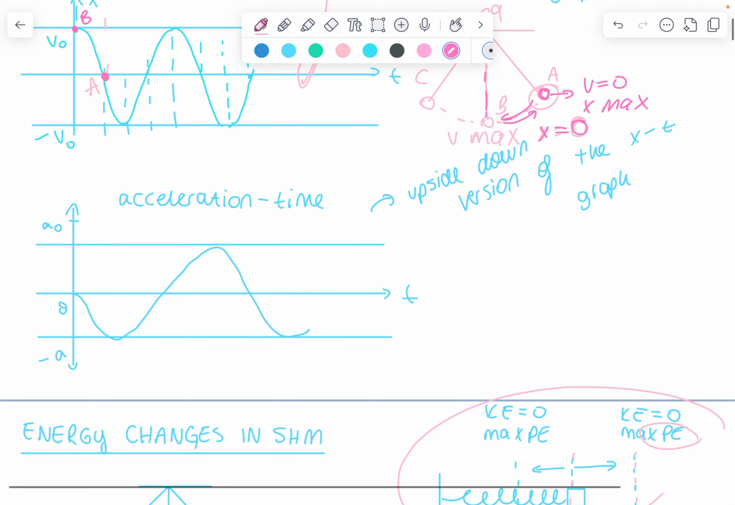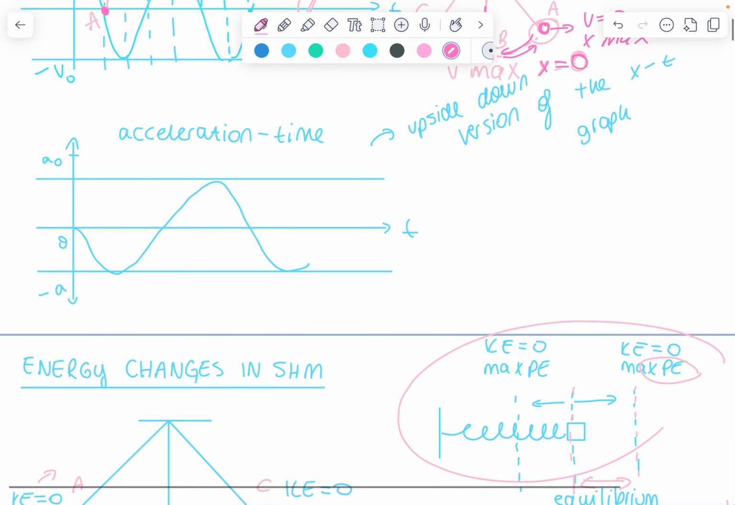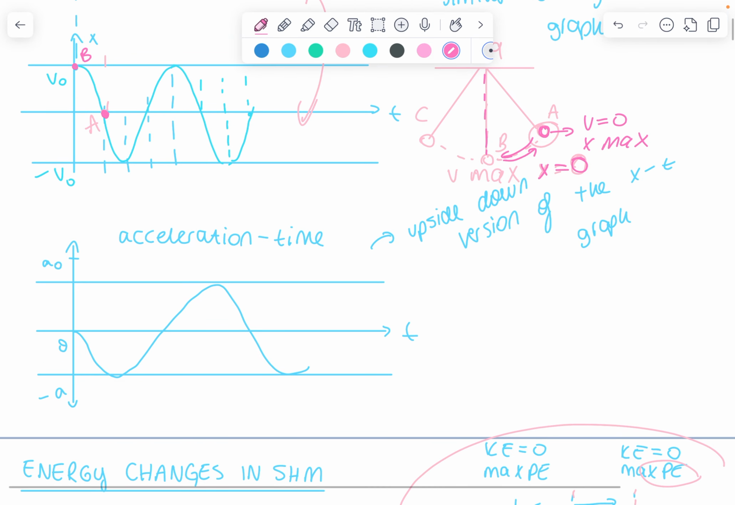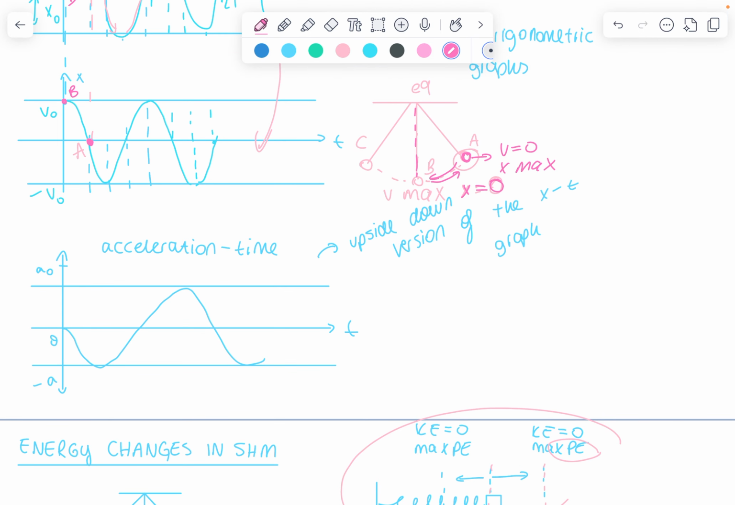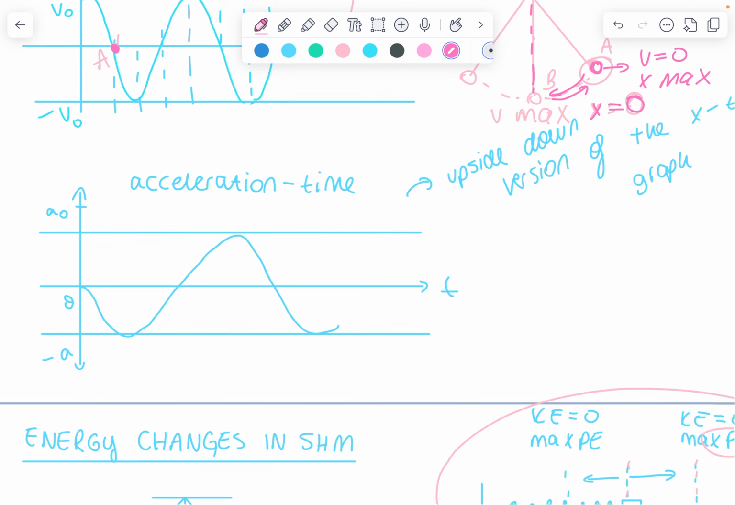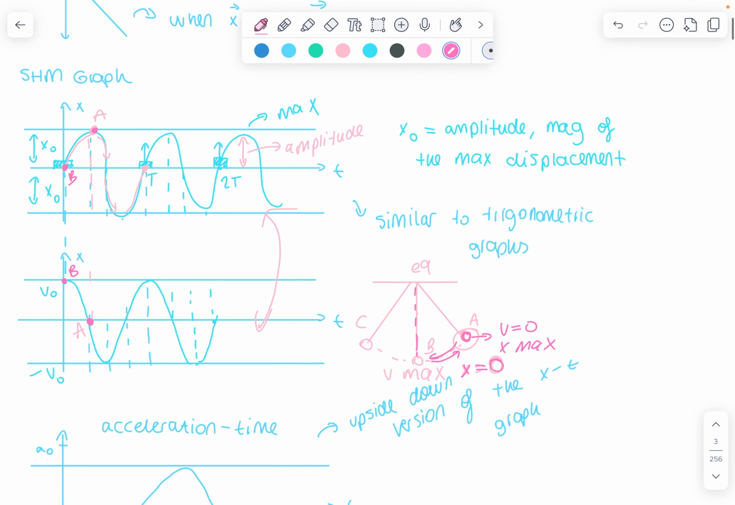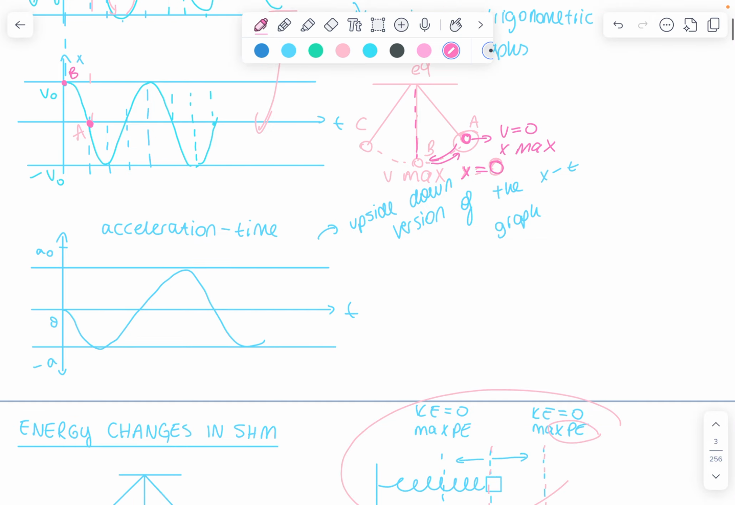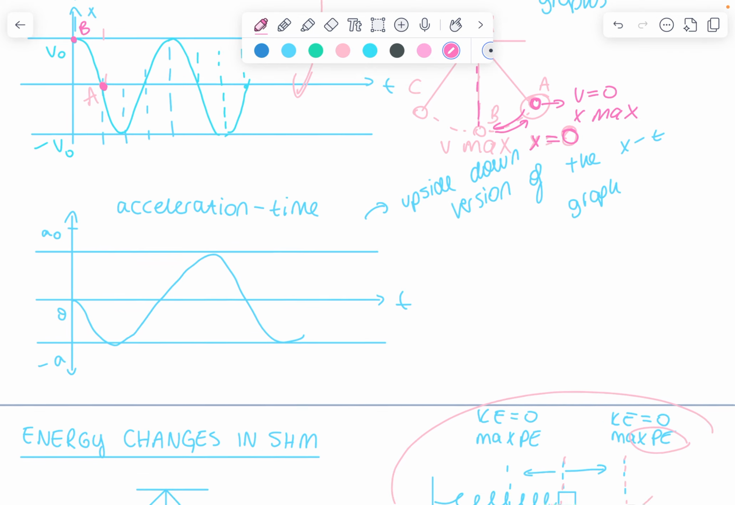So the last of them is the acceleration graph. So basically the acceleration time graph is an upside down version of the displacement graph, because acceleration always points toward equilibrium and it's in the opposite direction to the displacement graph. So when displacement is positive, acceleration is negative, and when displacement is negative, acceleration is positive. So that's why the two graphs are opposite.